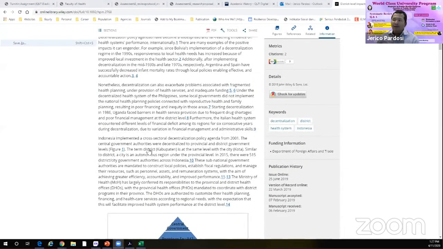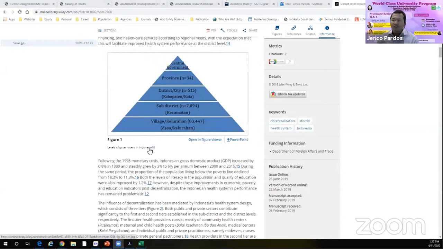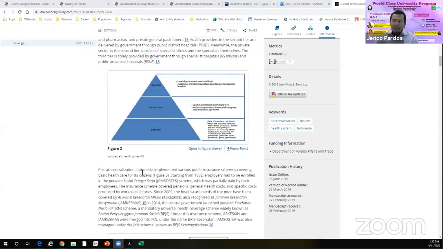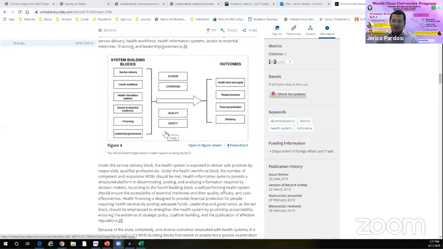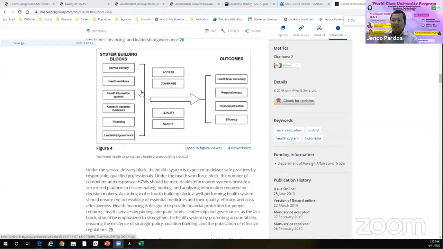And back then, I remember the way we structured the research questions, we were using more of the SPICE approach. But as you can see, many of you will be aware of the six building blocks in the WHO. So we use these six building blocks, or the system building blocks, as a way to translate all the findings from the included studies in terms of looking at service delivery, health workforce, and then looking at access, coverage, quality, and safety. Hopefully that answers your question, Rebecca.